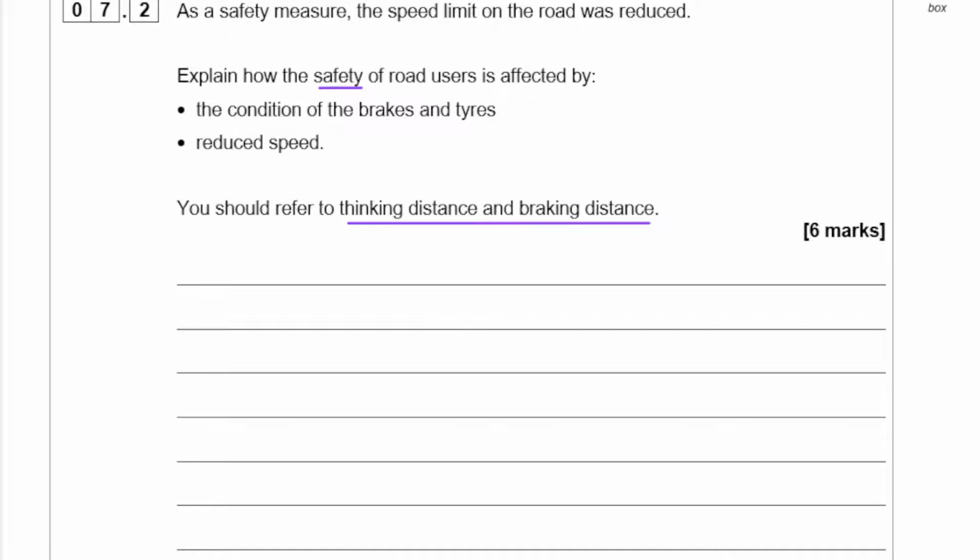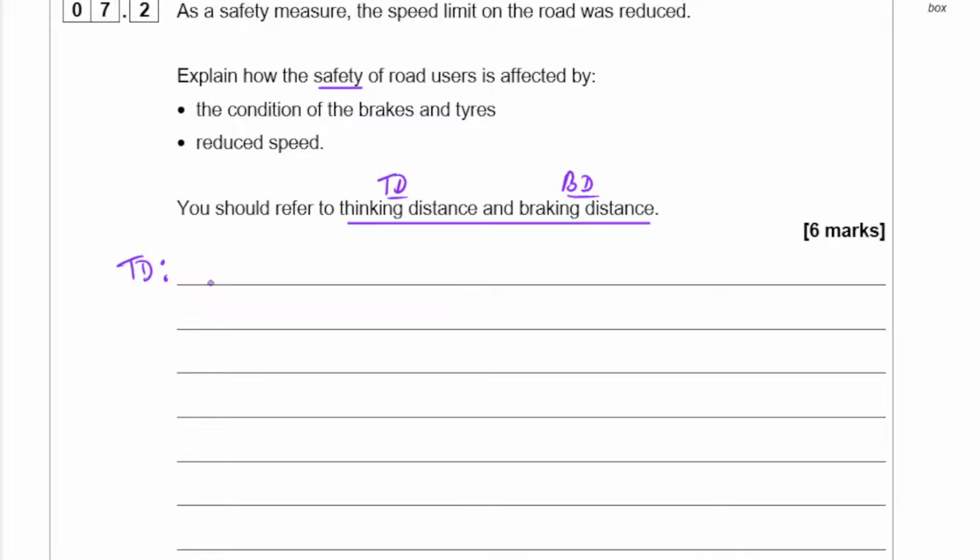So let's discuss what this actually affects, and then we will write a proper answer. Now they're asking you to refer to the thinking distance and the braking distance. So let's start with the thinking distance. I write TD for thinking distance, BD for braking distance. Is the thinking distance affected by the condition of the brakes and the tires? Now the thinking distance is only affected by the person who's driving. That's it. The thinking part is done by the brain.